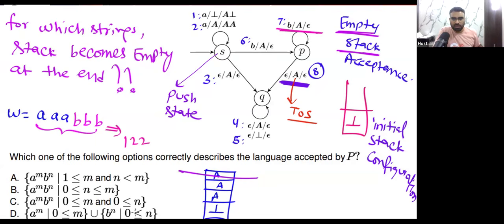Yes or no? Agree. So you can see for this A, I will take transition 1. Then for the next two A's, I will take transition 2, 2. Then for this B, I will take transition 6. Now this A is gone. For the next B, I will take transition 7. Then this will be gone. Then again, I will take transition 7. Then this will be gone.